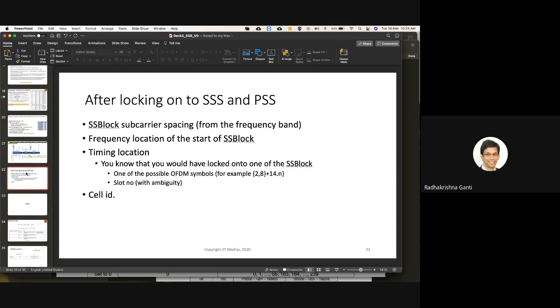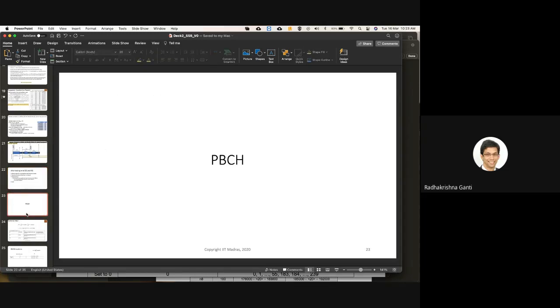Okay. So, is this part clear? You understood what happens when we lock onto SSS and PSS? Okay, there is still an ambiguity in the time, the symbol that you are in. So let's figure out how that is handled. To handle that, we need to understand what is the information that is there in PBCH.